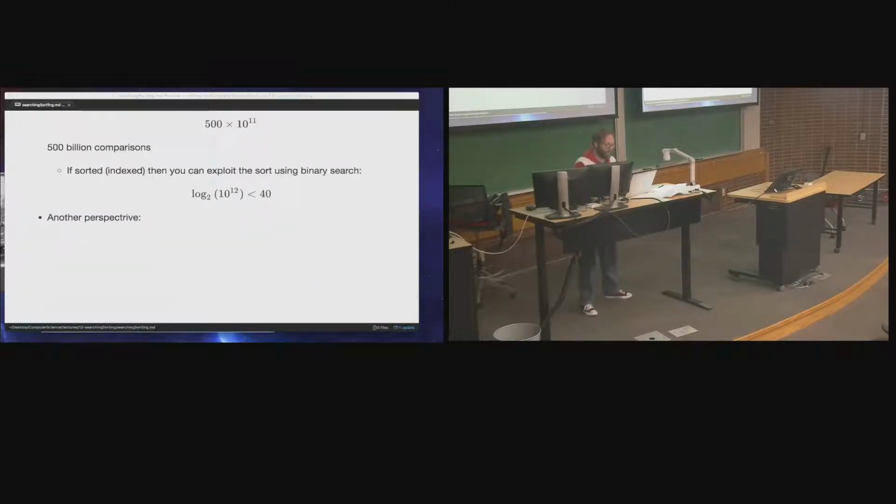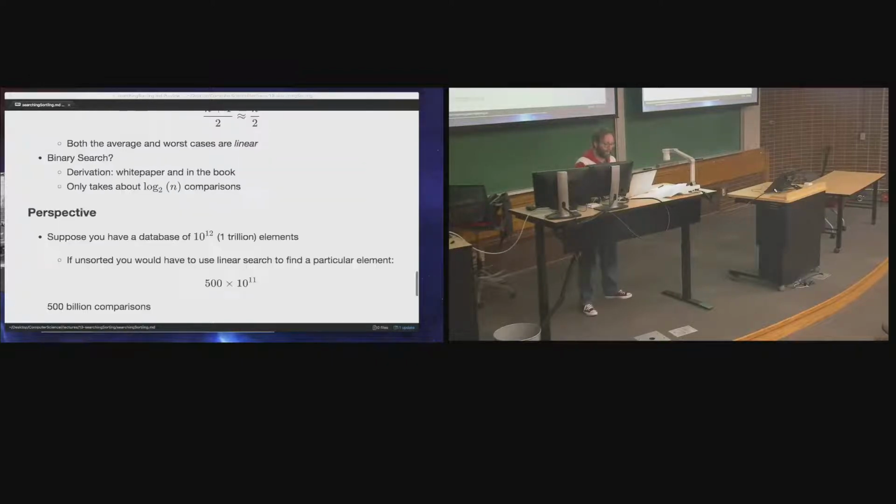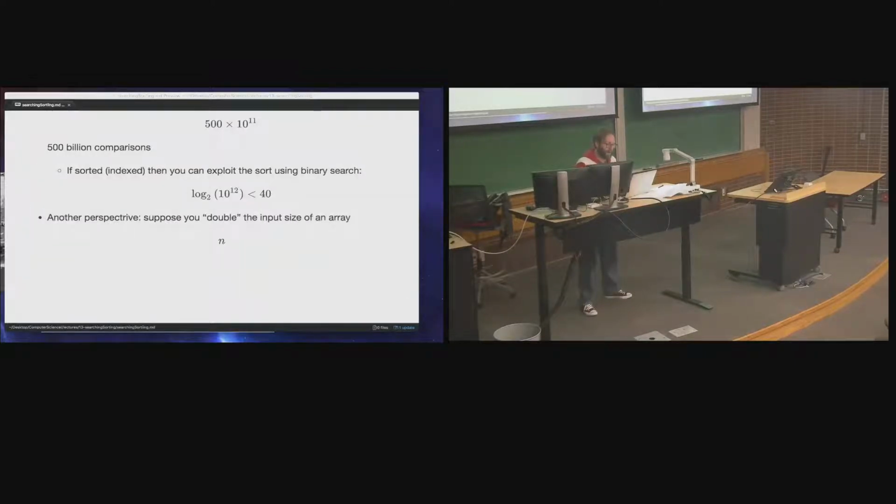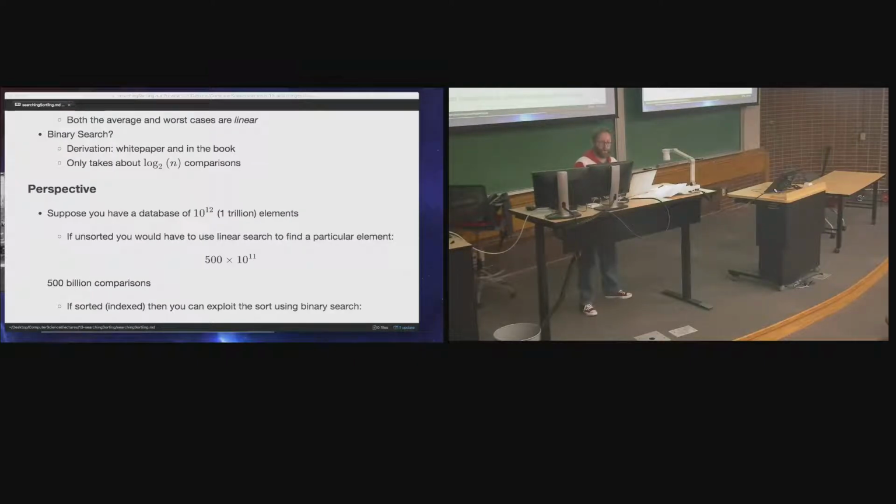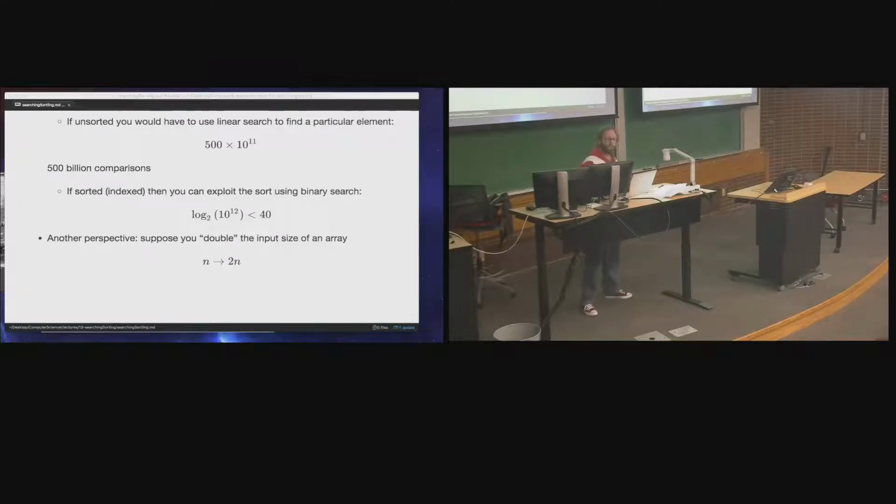Suppose you double the input size of an array. That is, you go from a size of n into 2n. So suppose that you double the input size. You go from 1 billion to 2 billion, or you go from 100 to 200. I don't want to look at any specific numbers. I just want to look at general numbers. Okay. What about linear search?